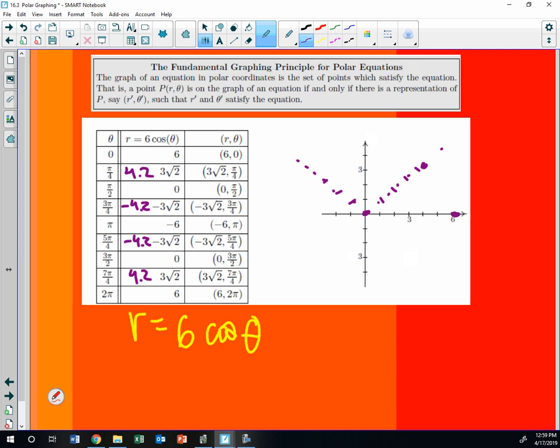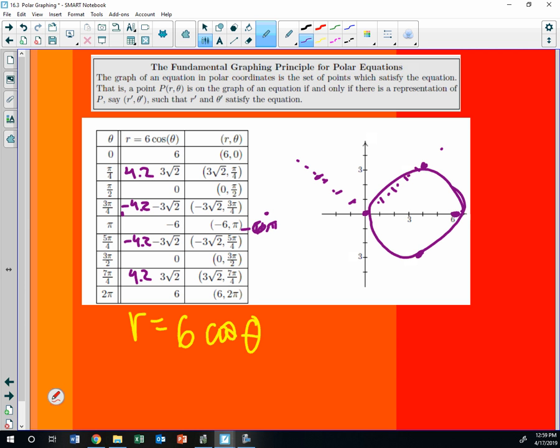But what did we say it meant when you have a negative 4.2? It goes through and goes to the other side. And then you're going to get 0. At pi, it's going to be negative 6. So here's pi. You're going to go negative 6. Instead of out here, the negative just shoves it back over to here. So as you're connecting these, you're going to get a figure that looks like that.